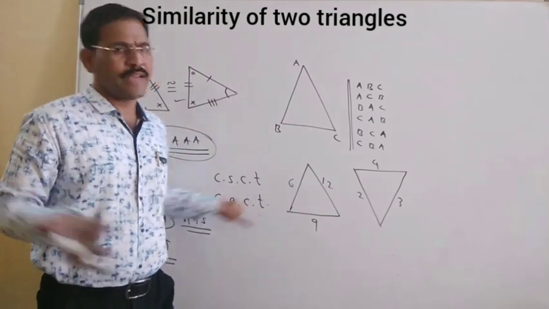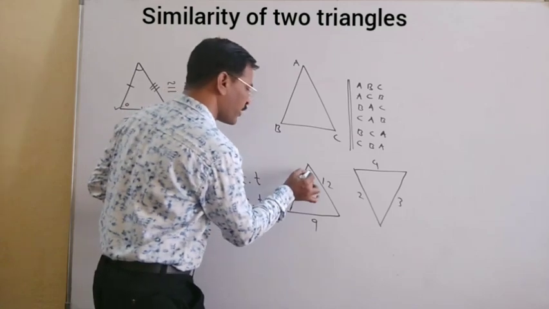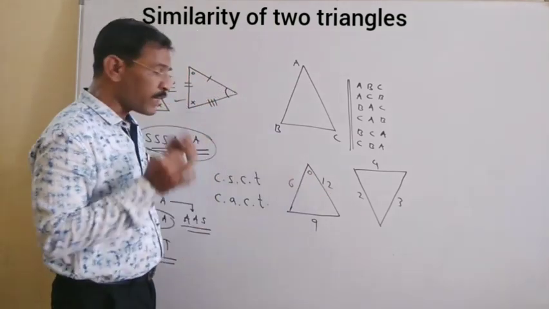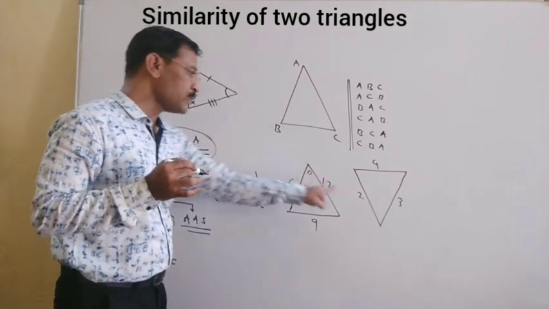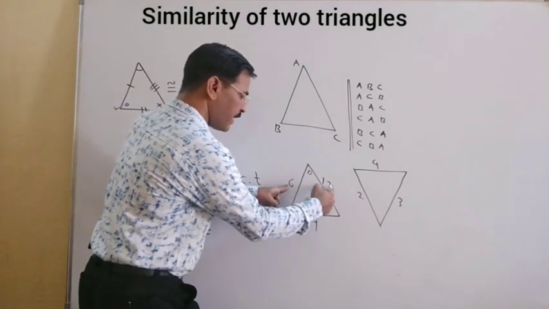Now angles as usual. Suppose this angle is congruent to, yes, 6, 12. So which angle do we have to take? Tell me first. 6 and 12. So here 6 and 12 means what?